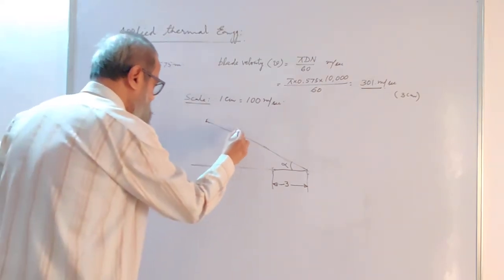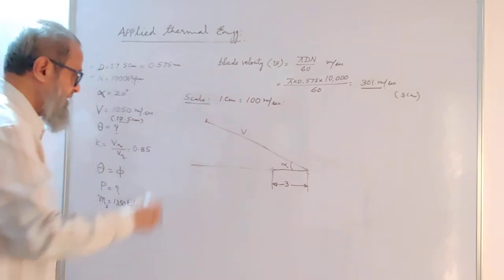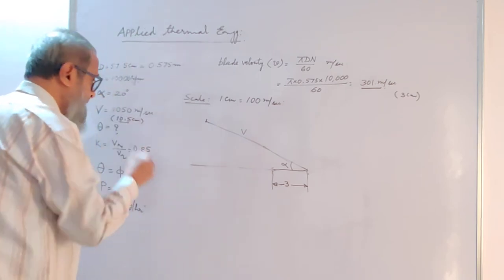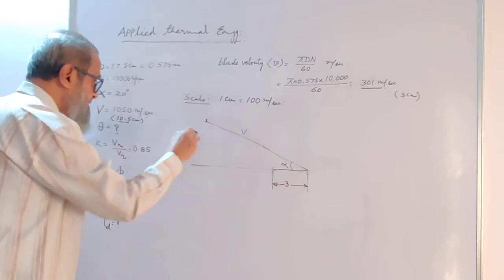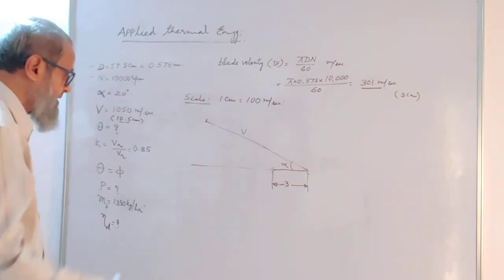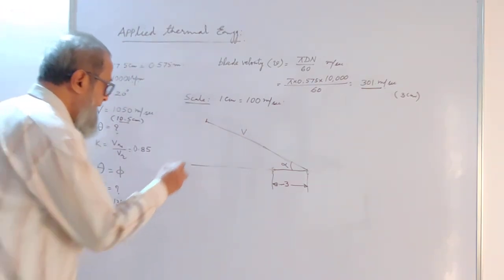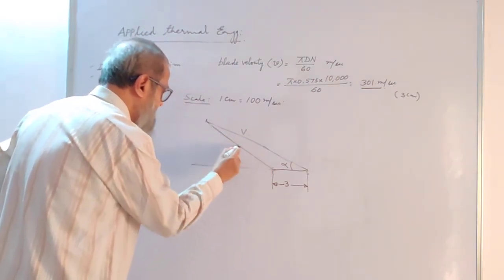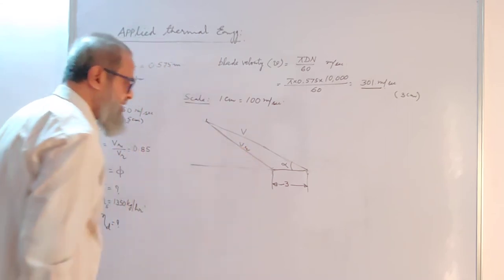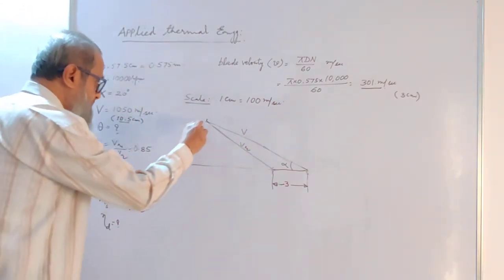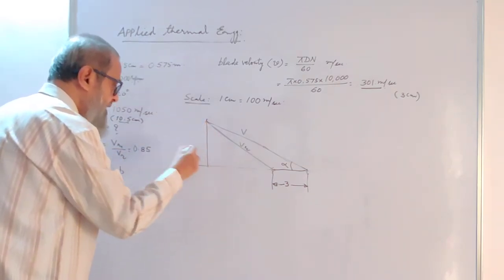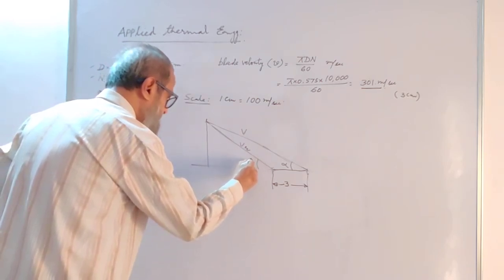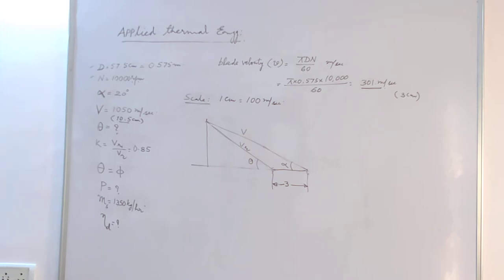Somewhere there it comes. This is V. I can't measure it here. So, anyway, that is V. That is the velocity of steam entering the turbine or leaving the nozzle, whatever you call it. Then you join this point to this point. This is your VR, relative velocity at inlet. Then drop a perpendicular here. Now this angle is theta, the blade angle at inlet.